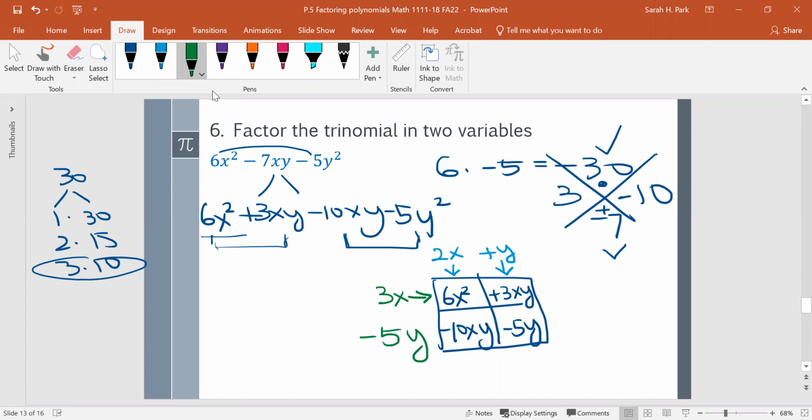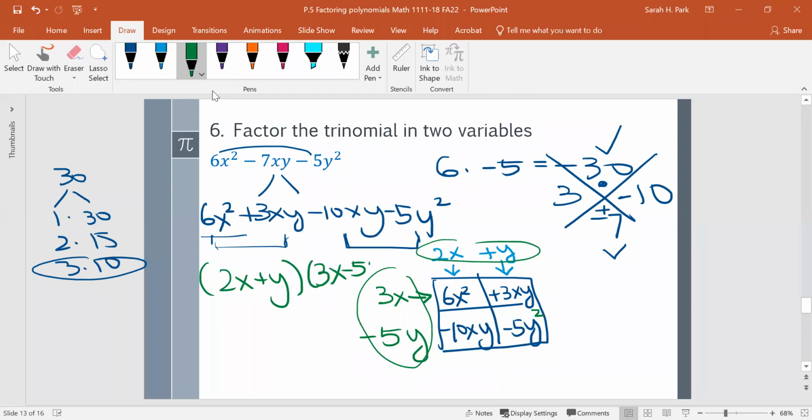Of course, it has to match up, right? 3x times 2x has to be 6x squared. 3x times y is 3xy. 2x times negative 5y is negative 10xy, and y times negative 5y is negative 5y squared. So these are going to be your factors: 2x plus y, and 3x minus 5y. And you can always check by doing the FOIL process.